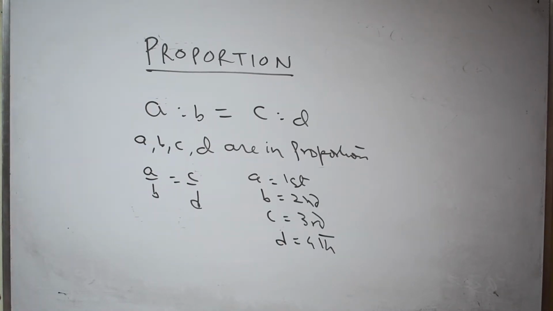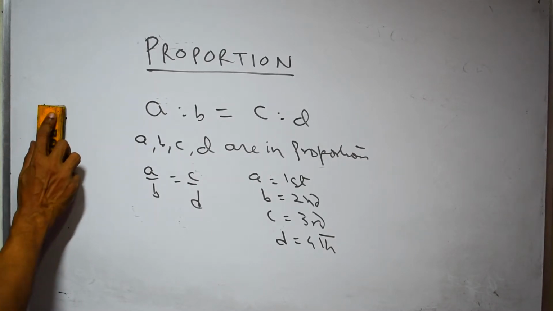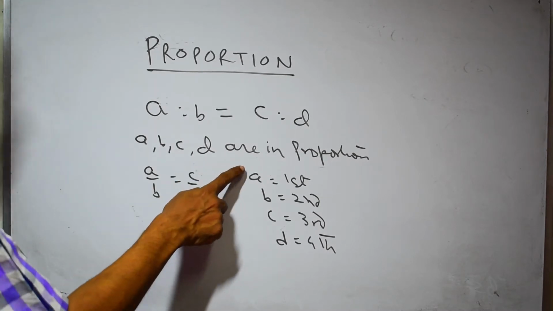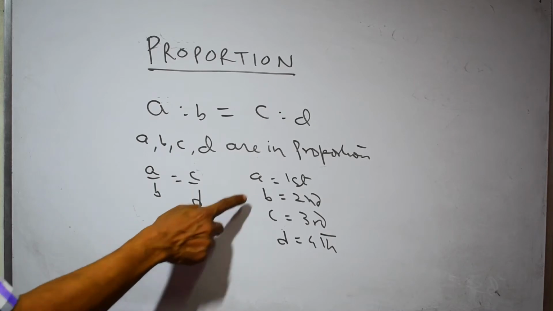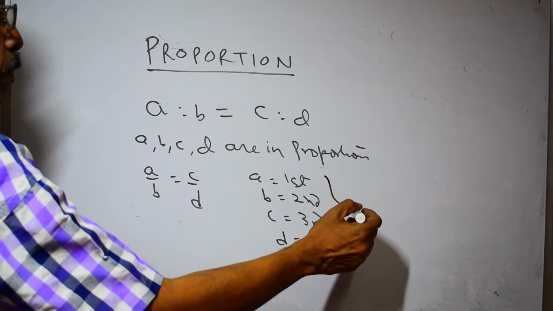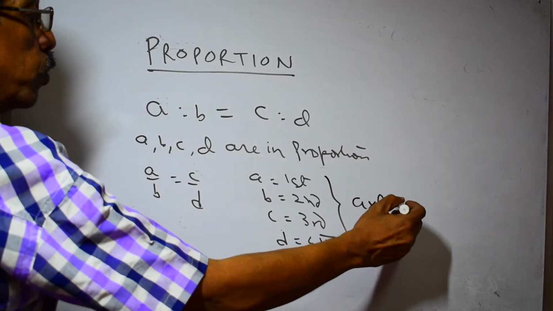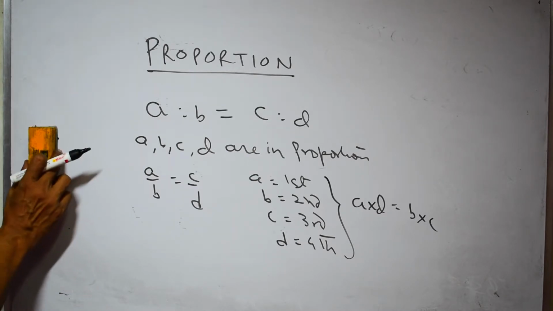So in this case, the ratio of the first two should be equal to the ratio of the next two. Now we can have one idea that first and the fourth, if I multiply a into d, cross multiplication, should be second and third multiplied. That is a into d should always be b into c. So if we need to identify whether they are in proportion or not, we can multiply first number and the fourth number, and that answer should be same as second number and third number.